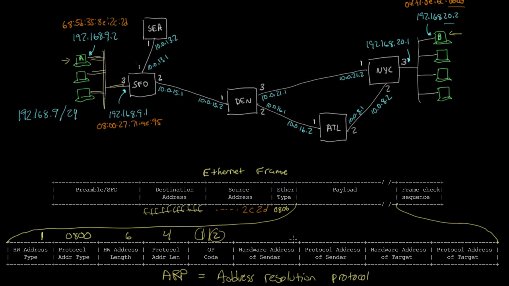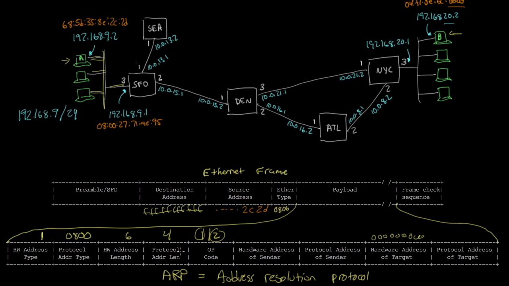And so the hardware address of the sender is going to be whoever's sending the packet. So there's actually going to be 2 of these ARP frames being sent. One that's being sent from host A. So the hardware address of the sender is going to be host A. And then the protocol address of the sender is going to be 192.168.9.2. And then the hardware address of the target is actually going to start out being all zeros because host A doesn't know the address yet. And then the protocol address of the target is going to be 192.168.9.1.